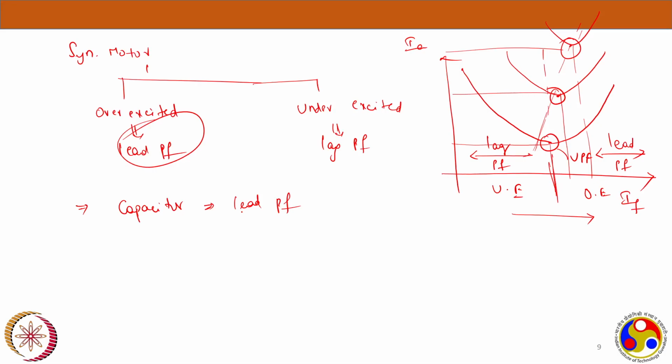Now, if you connect this particular synchronous motor and operate it in overexcited condition, it will always draw leading current, whatever load you have. Whatever your load power factor could be, it can improve your load power factor by drawing the leading power factor current, right?